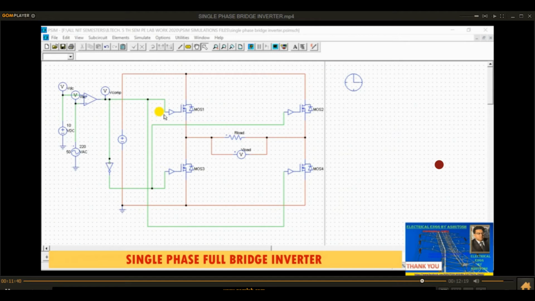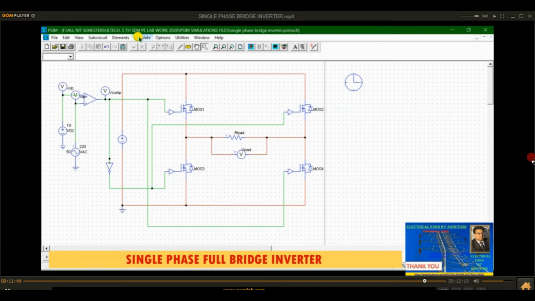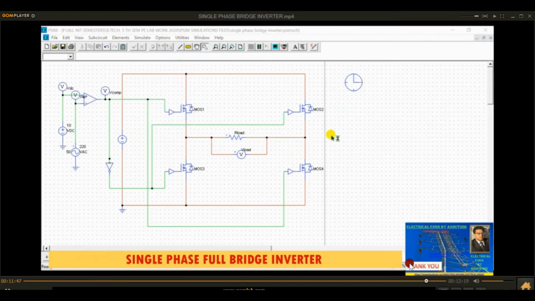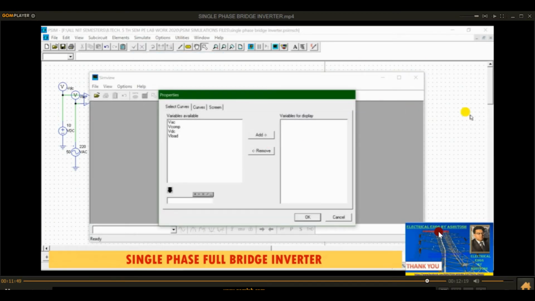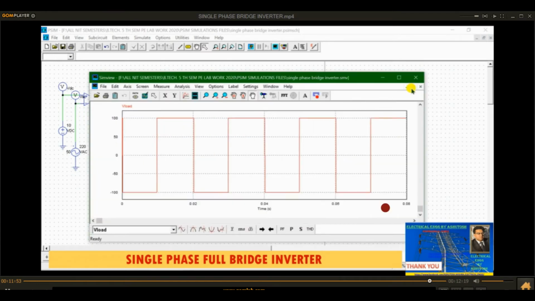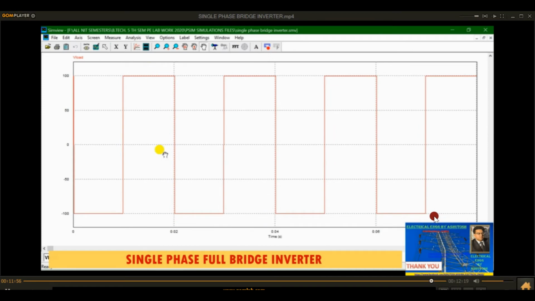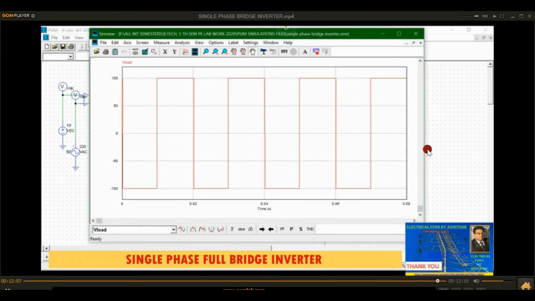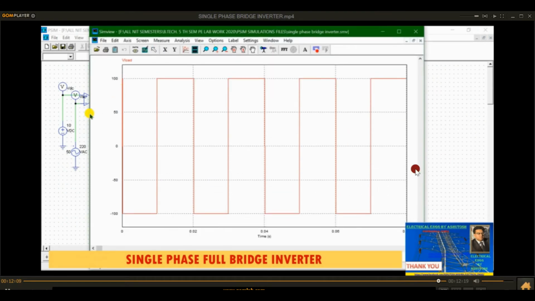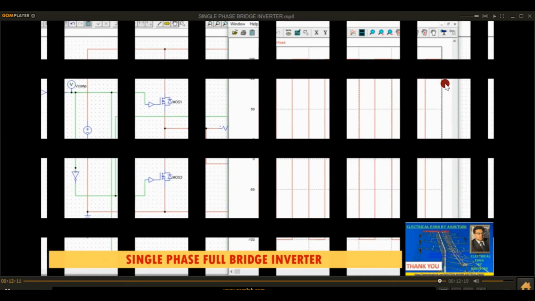So this is also a right way of constructing the circuit diagram of a full bridge inverter, and you will get the same kind of waveform at the output when you choose V load. You will get the square wave across this purely resistive load. This is the output waveform across the pure resistive load when you connect the circuit diagram by using the comparator and on-off controller.